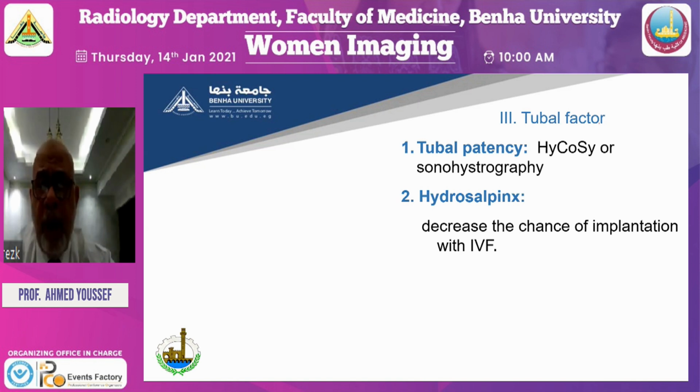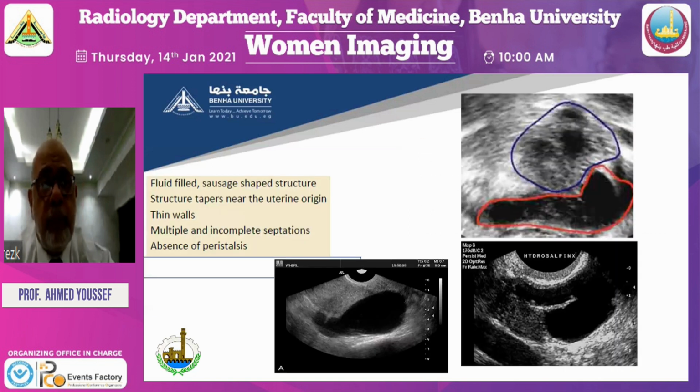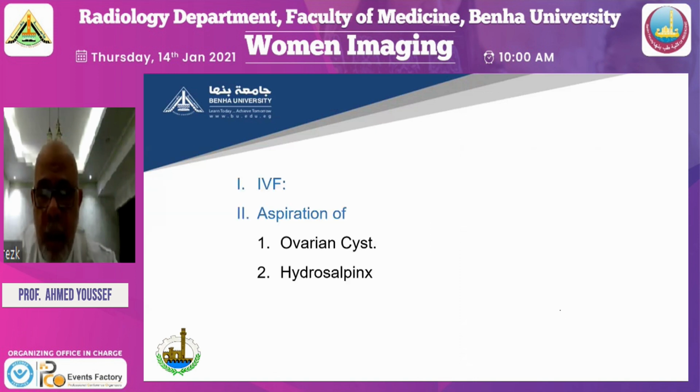Diagnosis of hydrosalpinx is essential because it interferes and decreases the implantation, especially with IVF. Hydrosalpinx appears as a sausage-shaped structure tapered near the uterine origin. It has a thin wall with multiple incomplete septa, and mostly absence of peristalsis to differentiate it from intestine.